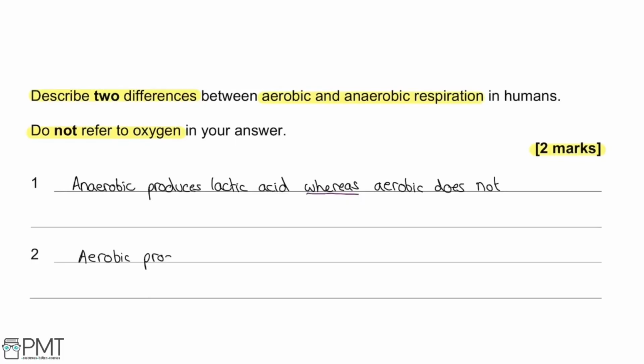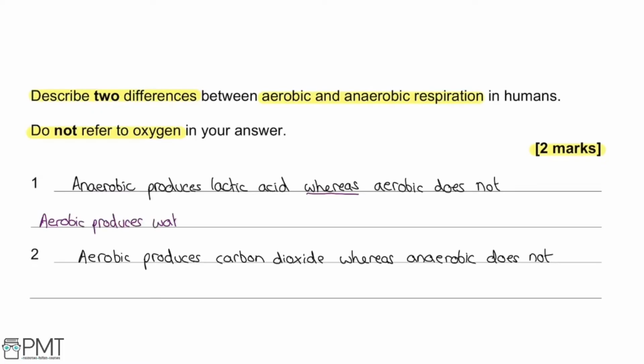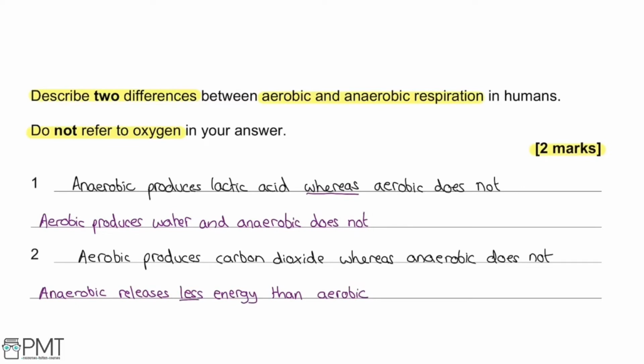Another difference you could point out is that aerobic respiration produces carbon dioxide in animals, whereas anaerobic does not produce carbon dioxide. Aerobic also produces water, whereas anaerobic does not. Lastly, you might talk about the energy output of both. Anaerobic respiration releases less energy than aerobic respiration, and the comparative word here is less, so make sure you include that.